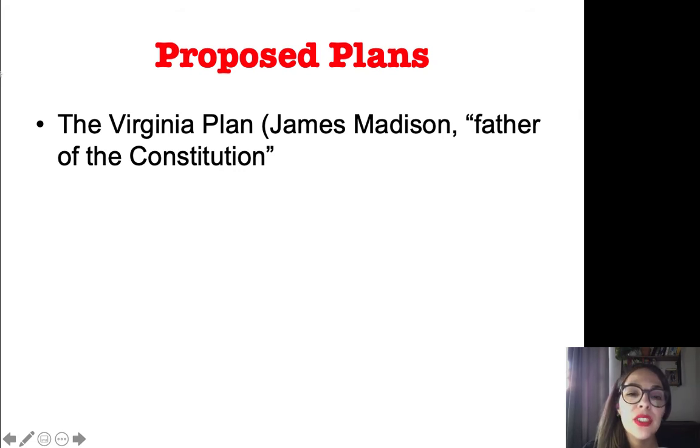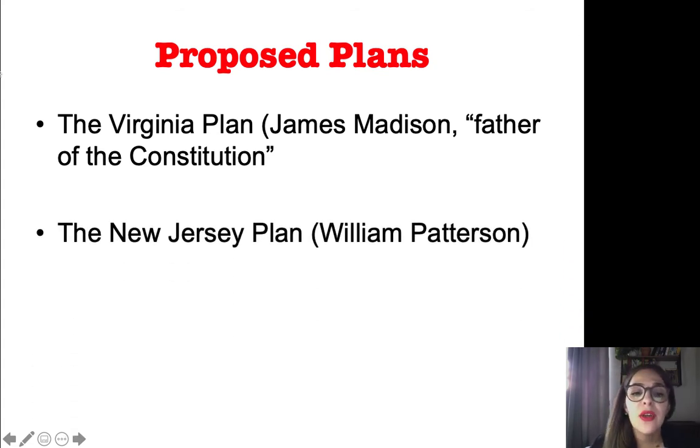What he was essentially saying was that we needed to scrap the Articles of Confederation and come up with a new plan, one that favored the states that were bigger, that they would have votes based on the number of people that lived in it, right? So obviously, the bigger the state, the more population, the more votes that they should have.